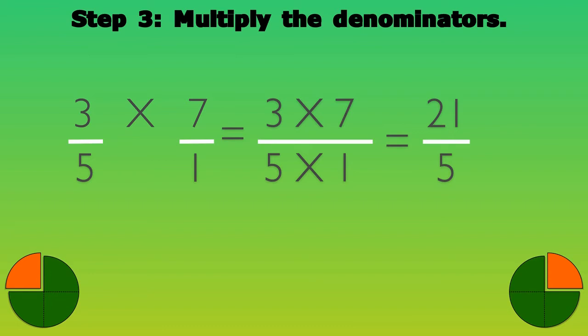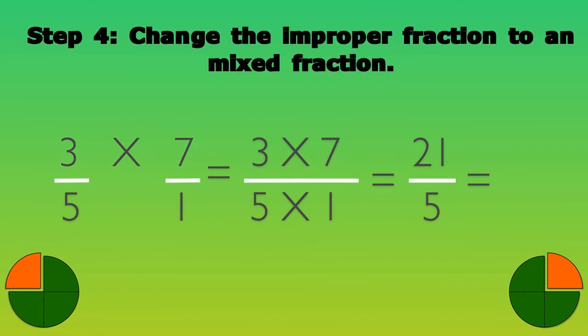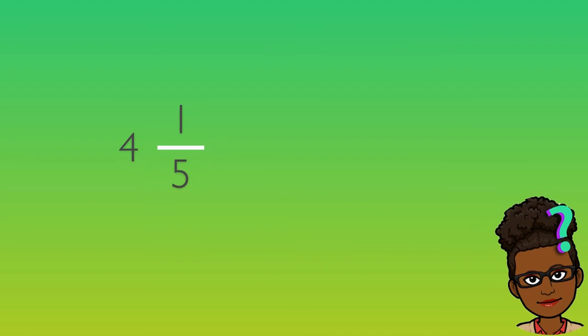I hope you do. So, our 4th step tells us that we change the improper fraction to a mixed fraction. To do that, we ask ourselves, how many groups of 5 can we get out of 21? When we answer that question, we get 4 groups of 5 out of 21. 4 times 5 is 20. How much is left over? 1. That becomes our numerator, and our denominator stays the same. So when we change 21/5 into a mixed number, we get 4 and 1/5.